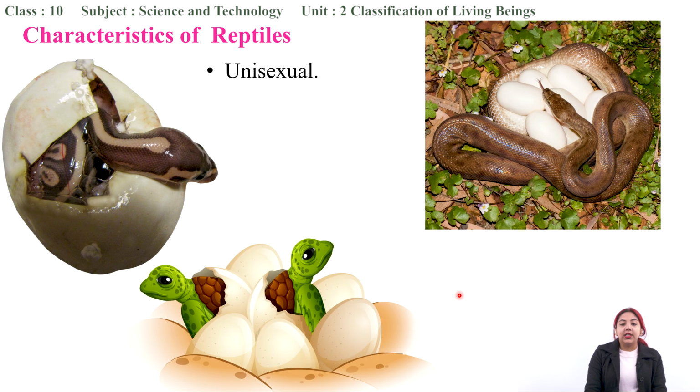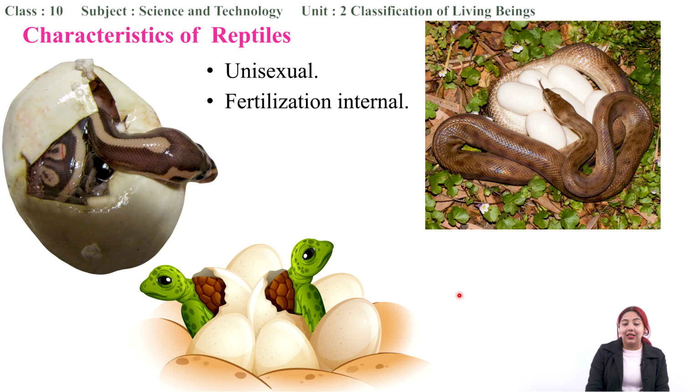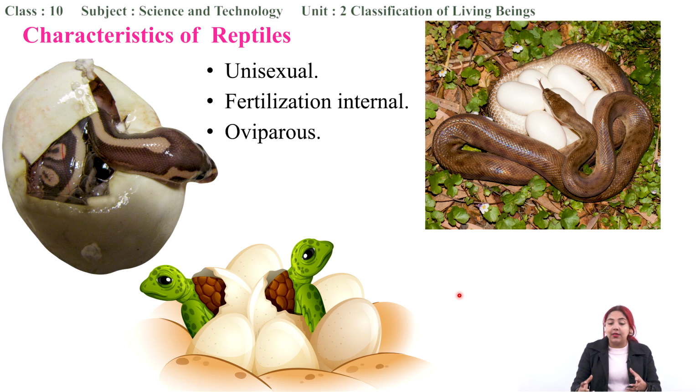They are unisexual organisms, that is, the male and the female reproductive organs are present in different organisms. Now the fertilization is internal. Internal fertilization means the sperm fertilizes the egg inside the female body, and in case of reptiles, internal fertilization occurs, and they are oviparous. That means they lay eggs.